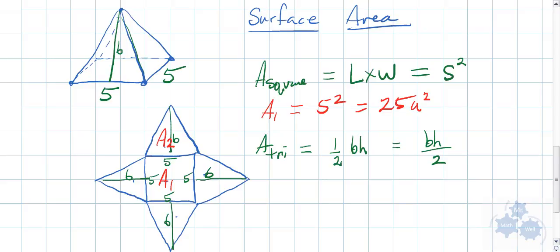Okay. So, for area 2, let's say this is our triangle. What's the base length here? If this is the height, what's the base length? It is 1/2 times 5 is the base, times the height is 6.